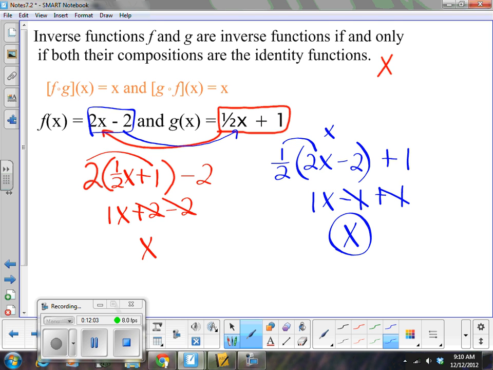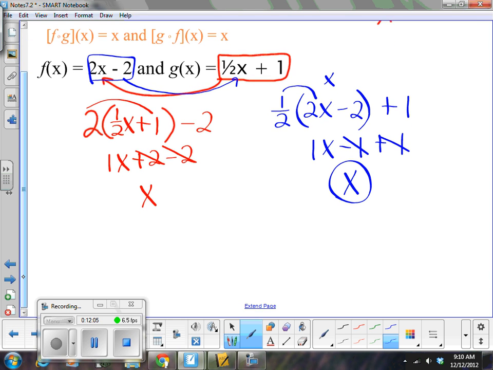Is there ever a time when we can't plug it in, we have to do that? You can always plug them in. If you get two functions and they're asking you if they're inverse, you can always plug one into the other.